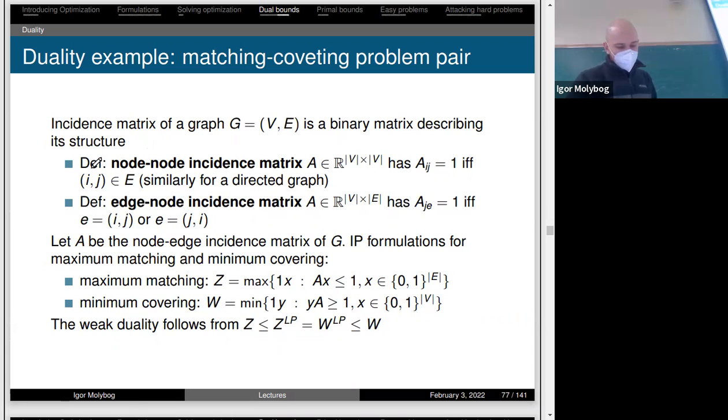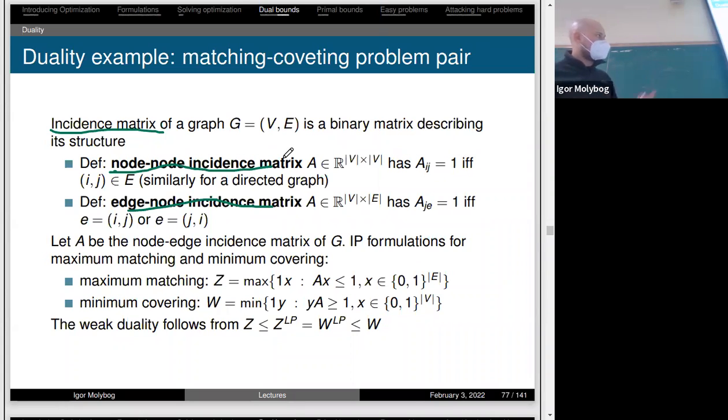First of all, we need to define the incidence matrix of a graph. An incidence matrix of a graph is a binary matrix that describes its structure. There are two main types of incidence matrices. One is the node incidence matrix. The other one is the edge node incidence matrix. The node incidence matrix has nodes on both dimensions of the matrix, a node I and a node J. On the intersection between node I and node J, you have a value 0 or 1 that tells you whether there is an edge that connects the two nodes or not.